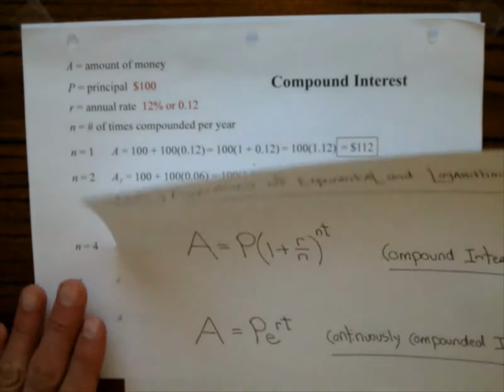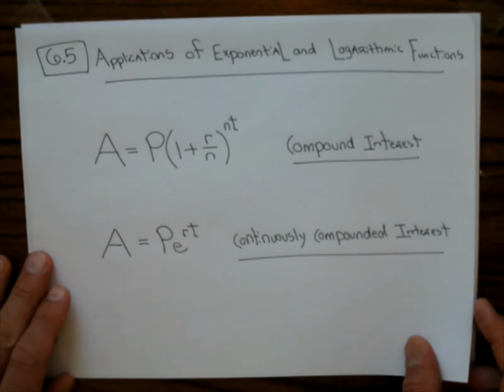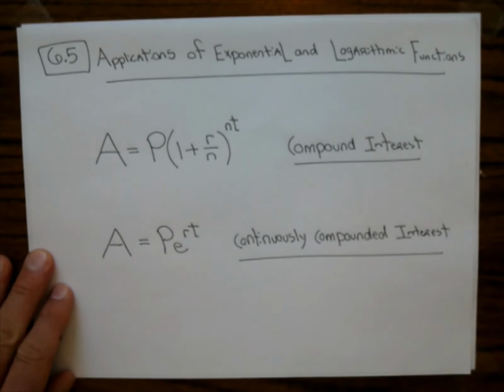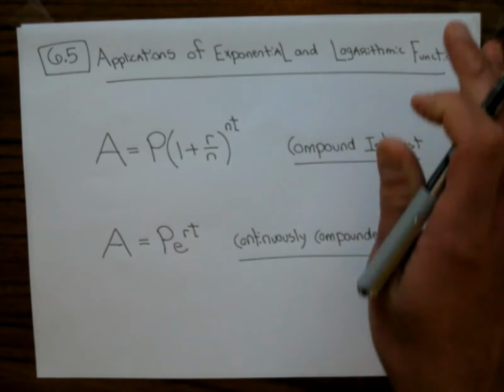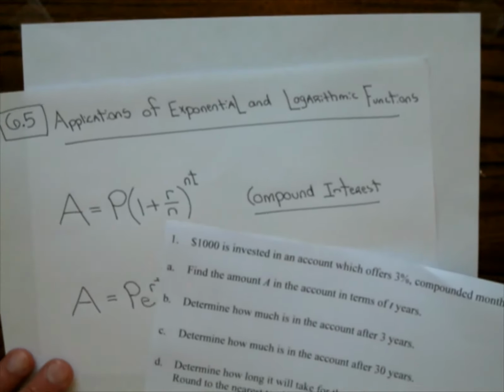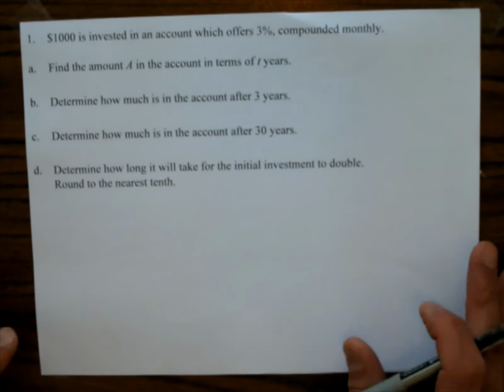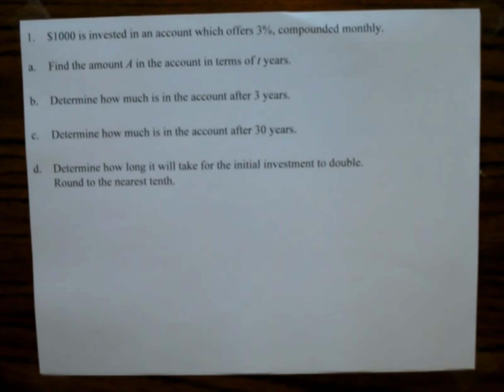So let's take a look at what we've just derived. We derived the compound interest formula and the continuously compounded interest formula. I think right now is the time where we start doing problems that are found in your book or ones that are like these ones. Okay, so we'll just hope that it is clear enough.